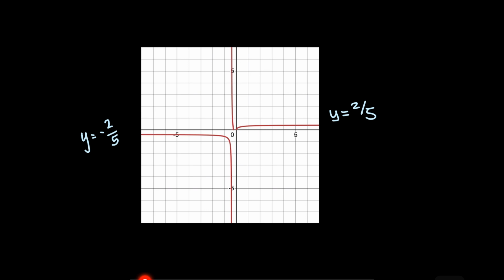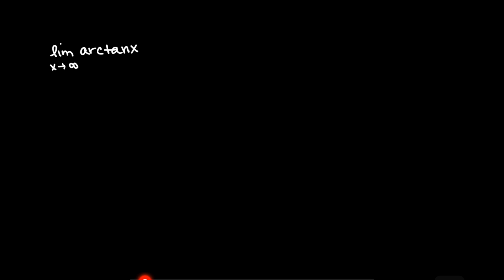Now I want to show you a couple more examples. This idea of dividing by that largest power of x in the denominator only works if you have a fraction, because you're doing the same thing to the top and the bottom, so you're essentially multiplying by 1.